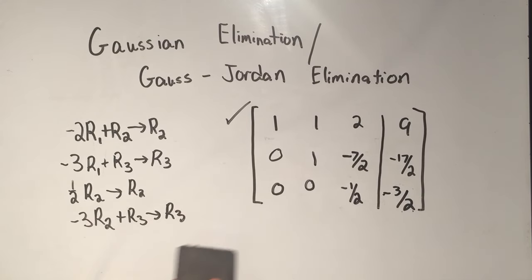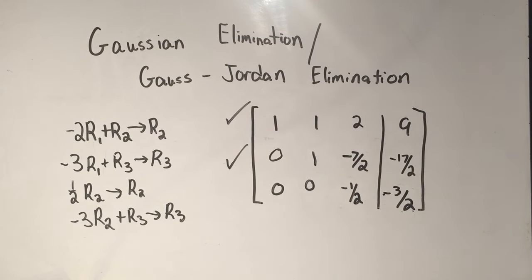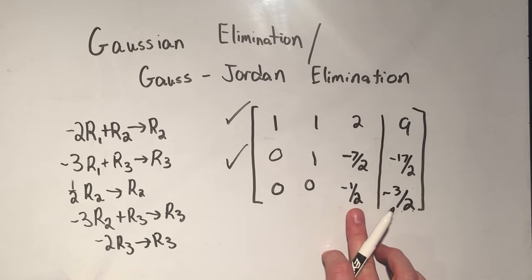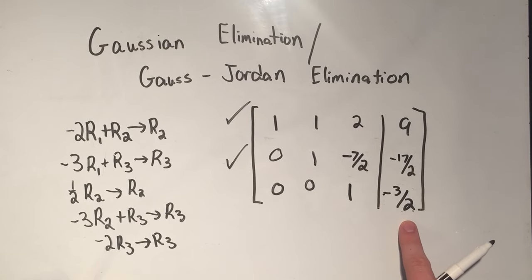And now I've accomplished my goal of a leading one with zeros underneath. Now I go to my very last row. I have zero, zero, they're good. I want this to be a one. So what do I have to do to get rid of a 1/2? How do I make negative 1/2 one? Well, if I do minus two times row three, make that my new row three, that should do the trick. So if I multiply this by minus two, minus two times minus 1/2 is one, minus 3/2 times two is positive three. And now I've got a one with zeros underneath.